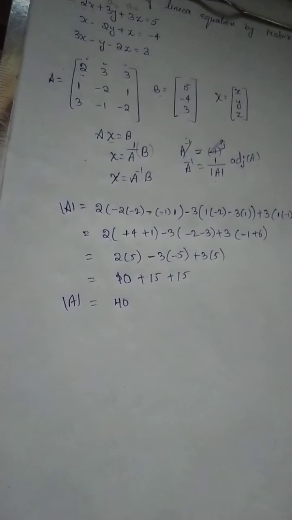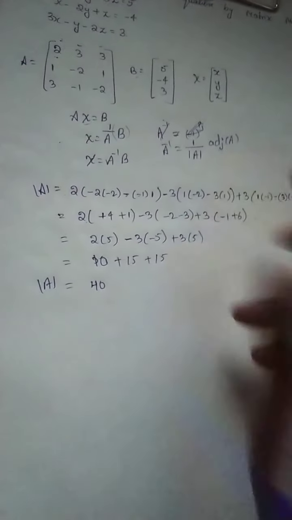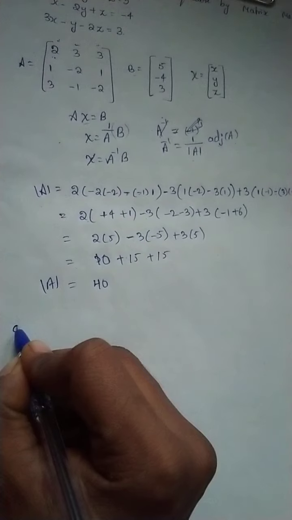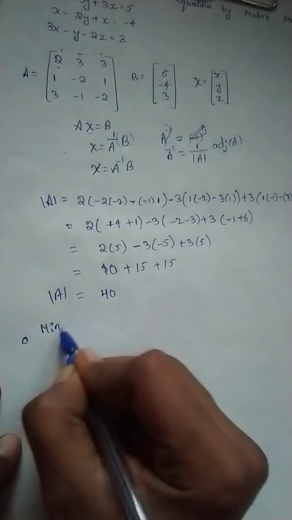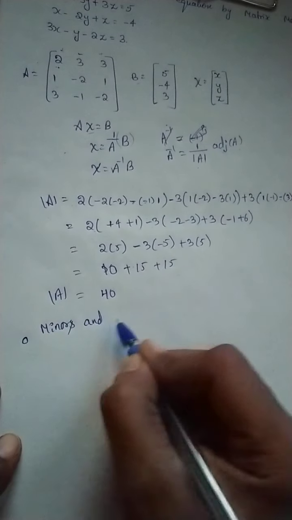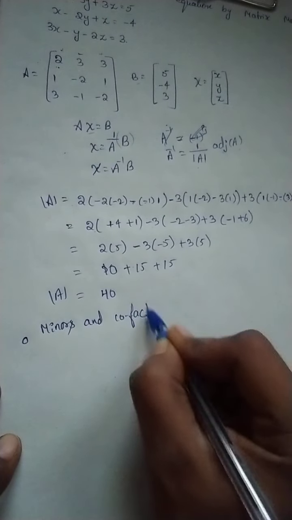So the next thing we have to calculate is the adjoint of A. For finding the adjoint of A, we need to find the minors and cofactors of the given matrix.